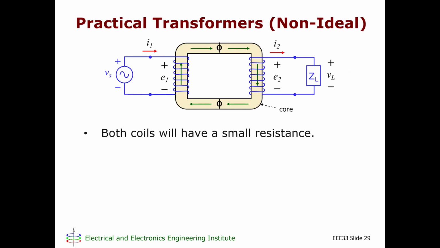First, if this is a practical transformer, both coils will have a small resistance. So like I told you, it's impossible for the windings not to have any resistance. These are so many turns. If you unravel these windings, of course, they will be very long and they will have resistance.